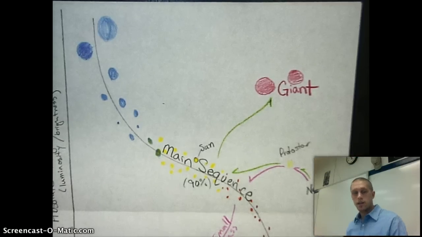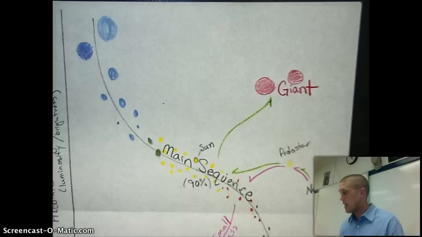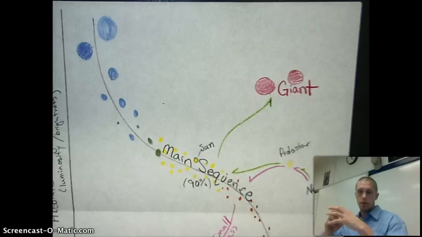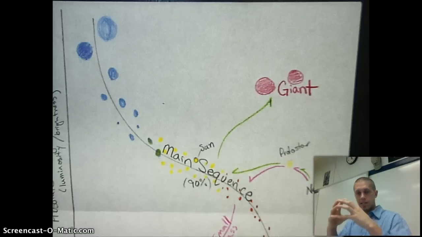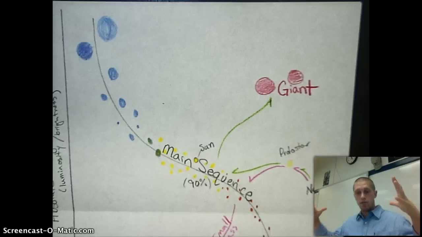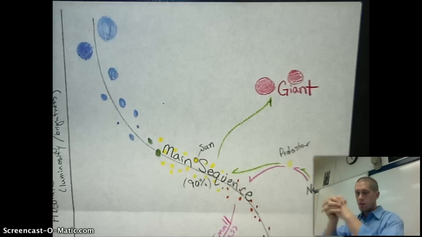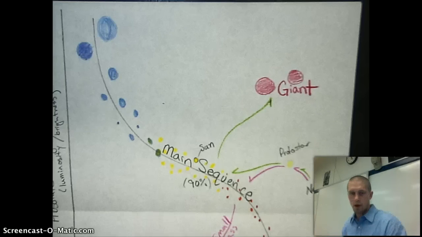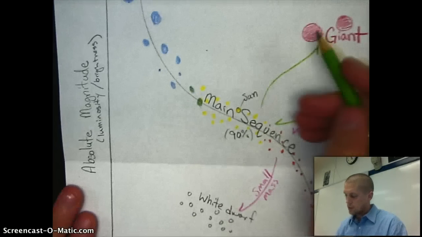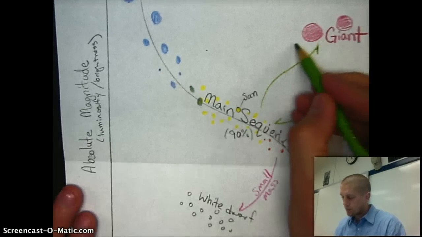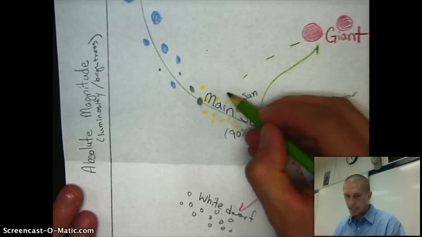As a giant runs out of helium and no longer can fuse any heavier elements, it will implode. The outer ring of material and gases actually gets ejected away from the center, and the center collapses down to form a white dwarf. So it doesn't go back to a main sequence, so I'm going to write dot dot dot.